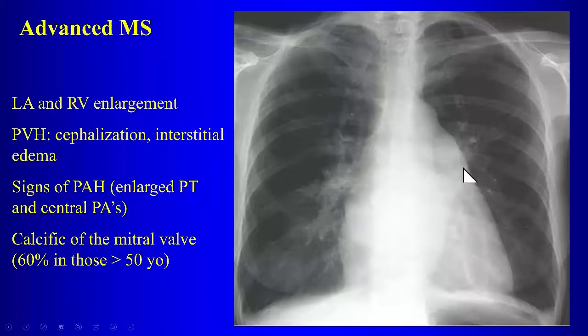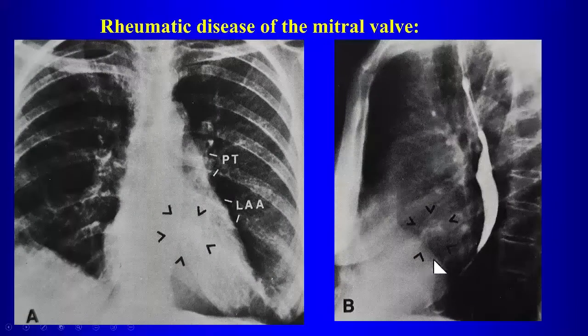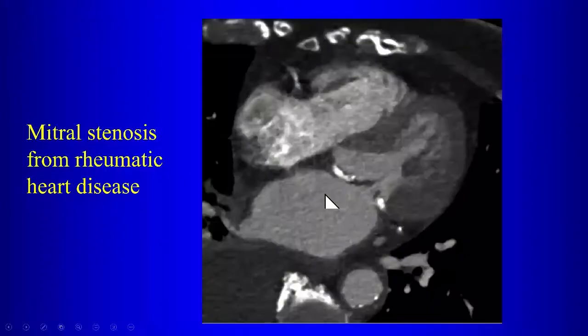So this patient has also gone on to develop pulmonary artery hypertension as a complication of the rheumatic heart disease and the mitral stenosis. Calcification of the mitral valve, it's actually pretty unusual to see that on the plain film. So here the pulmonary trunk is enlarged, the left atrial appendage is enlarged on the lateral view. You can see the left atrium is enlarged, pushing back on the esophagus, and there is some calcification there of the mitral valve. But if we see that on the plain film, it always means mitral stenosis.